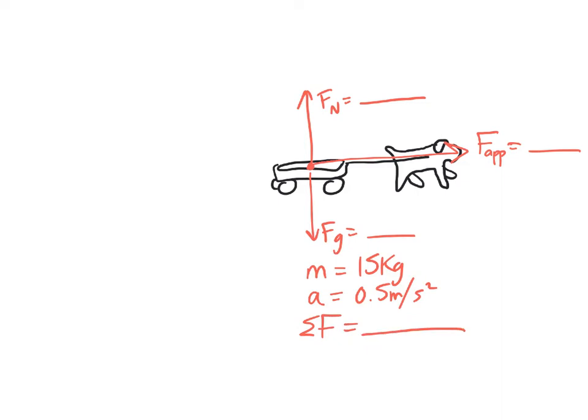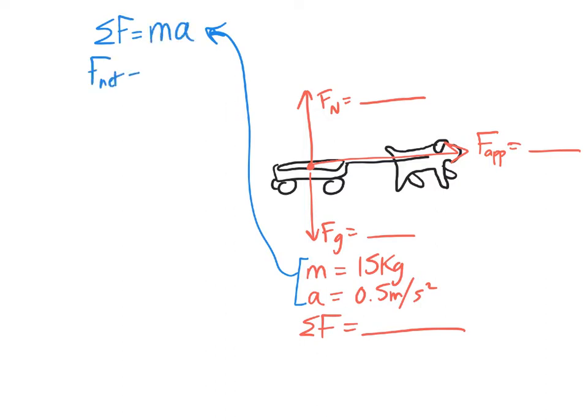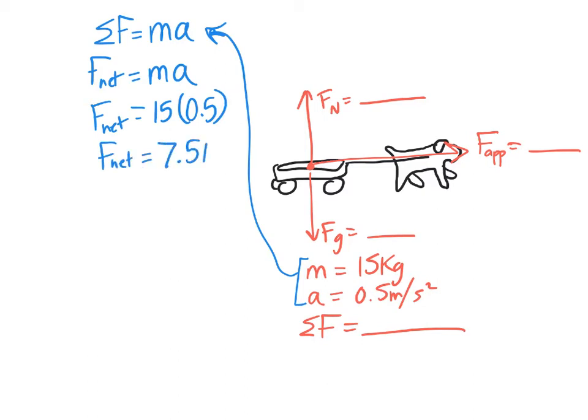But let's remember that net force is equal to mass times acceleration. We can also write that as F net is equal to m times a, okay? So F net is equal to 15 times 0.5. And if you throw that in your calculator, you know this is 7.5 newtons. So we got this guy here, okay?